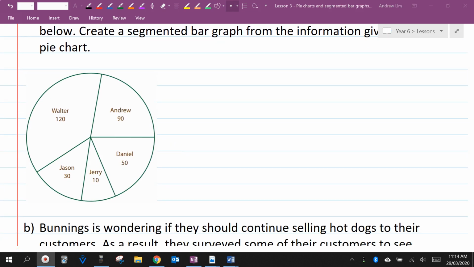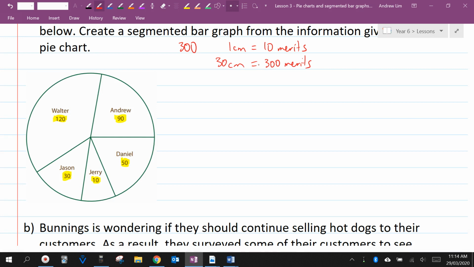Okay, so what I'm going to do is I'm going to add each of these numbers together to see what I get. Now when I add them together, I get a total of 300. So if I make 1 centimeter equal to 10 merits, then in order to get 300 merits, my entire segmented bar graph needs to be 30 centimeters long. But 30 centimeters is too long. It won't fit on my page.